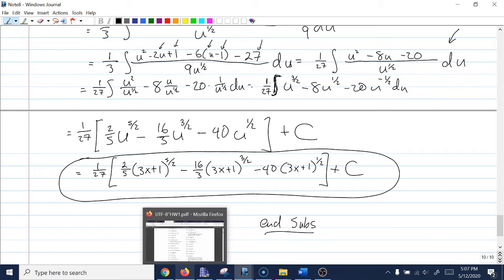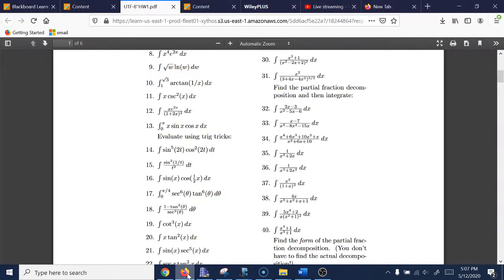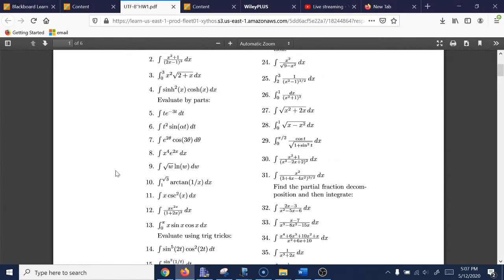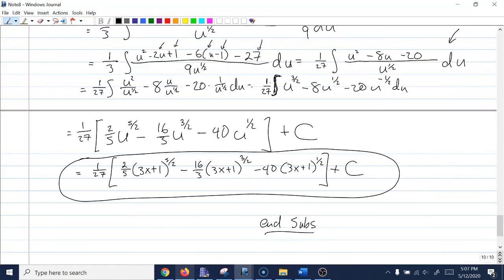I still have the homework up. What's the homework look like? That's everything you need to do, 1 through 4. Go do homework number 1 through 4. I might add some more problems.